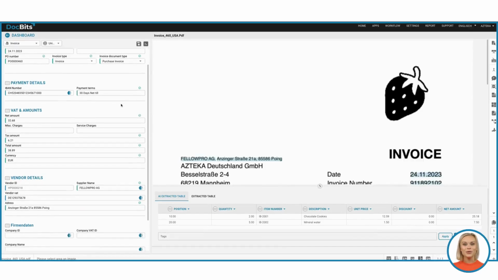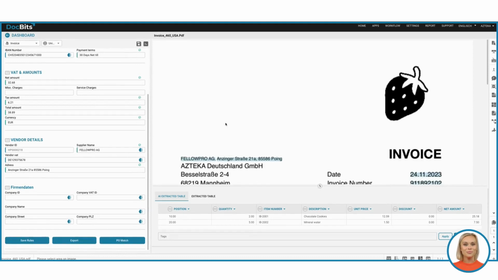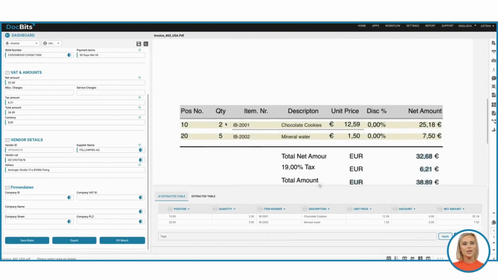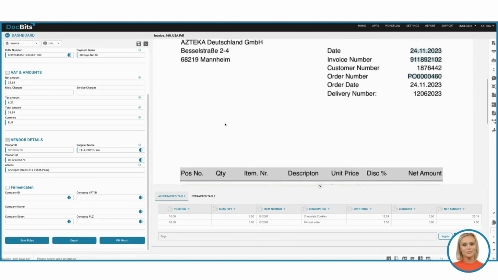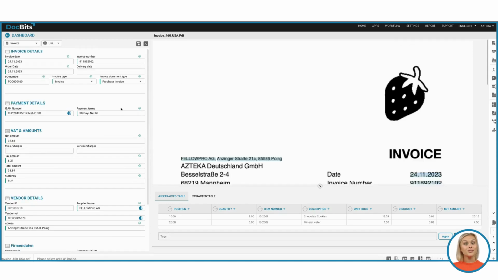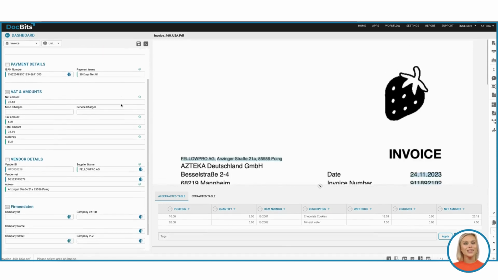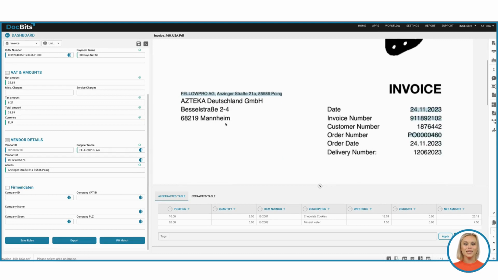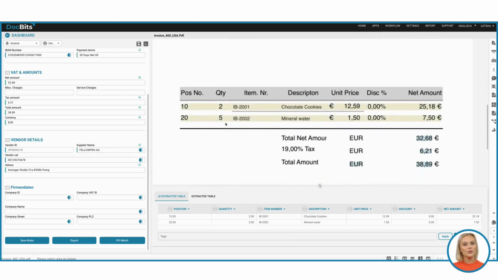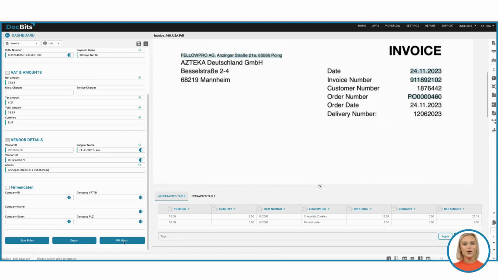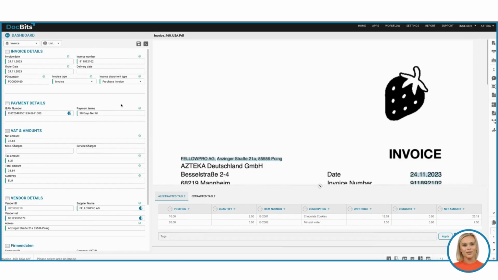First, let's take a look at invoice validation. We have received an invoice that we will now process through DocBits. Watch how our system effortlessly extracts and validates key information. Notice how DocBits accurately captures all the important details, such as supplier information, invoice number, and amounts.